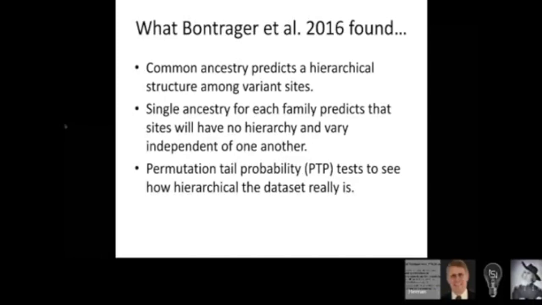They showed how common ancestry predicts a hierarchical structure between variant sites. So that's what you would predict based on common ancestry, is these variant sites that vary, should vary hierarchically. They should be groups within groups, basically. Single ancestry for each family predicts that sites will have no hierarchy and vary independent of one another. So there's a statistical test they do to see how hierarchical the data set actually is.